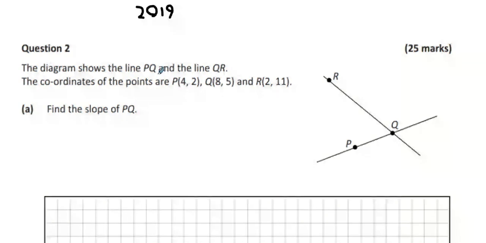The question shows the line PQ and the line QR. The coordinates of P are (4, 2), Q is (8, 5), and R is (2, 11). Find the slope of PQ.